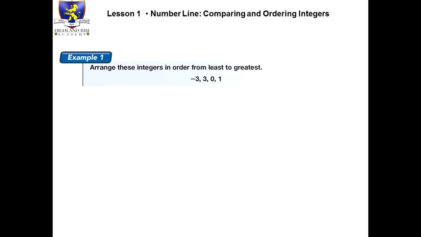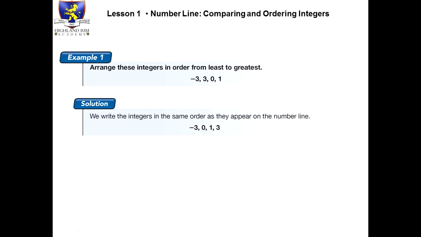Okay, so let's look at a couple of examples. The first one is arrange these integers in order from the least to the greatest. -3, 3, 0, 1. Well, obviously, the least is the negative number, since there's no other negative numbers, and then there's 0. And you know that 1 comes before 3, right? So that's how we go. -3, 0, 1, 3.